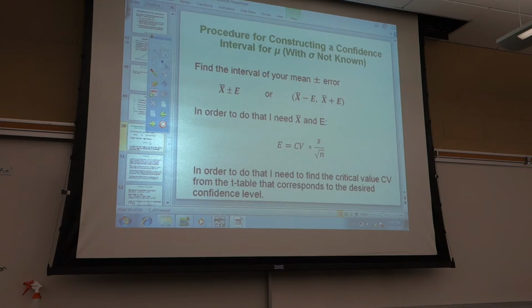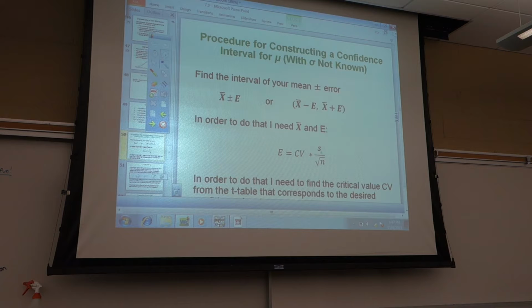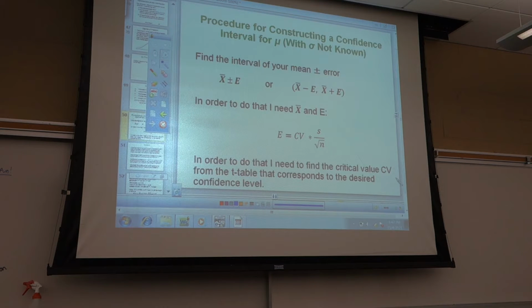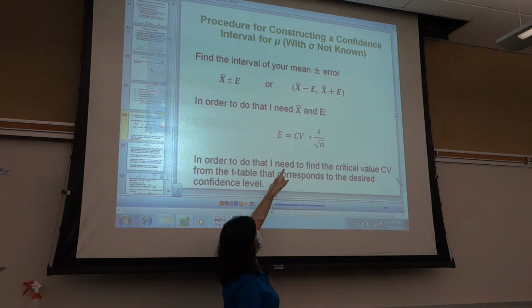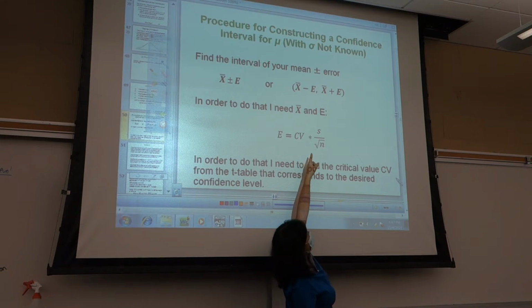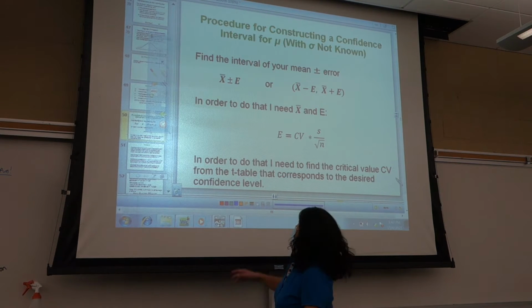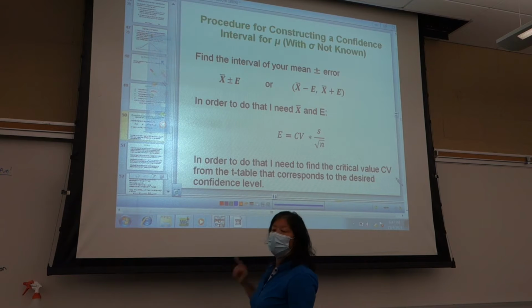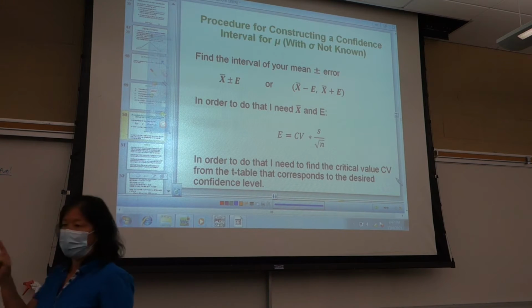All right, procedures are exactly the same. I find my mean plus or minus my error. In order to do that, I need my x bar and I need my E. X bar is given. E is going to be found by doing my critical value times s over square root of n. The only difference is my critical value is not from the Z table, it's from the T table.